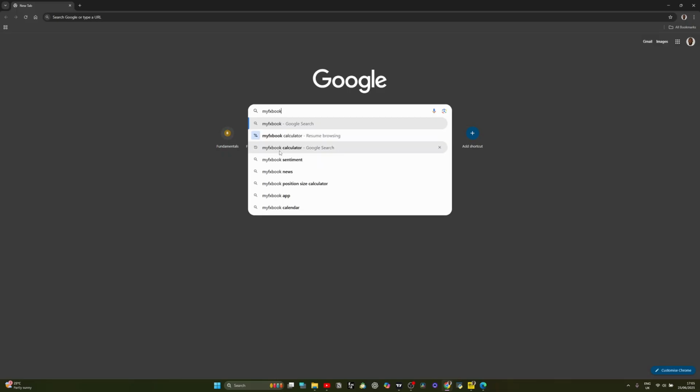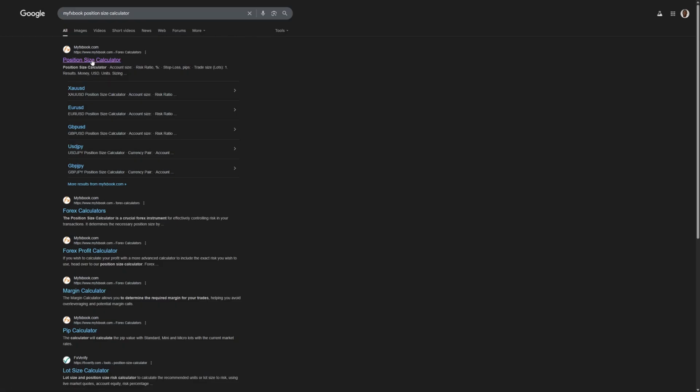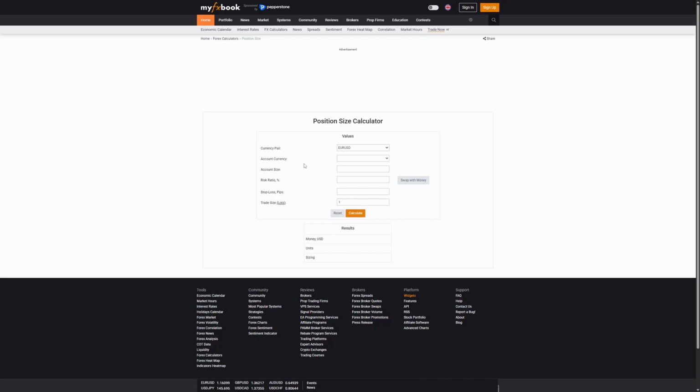You pick this one, my FX Book calculator or position calculator. This one is straight to the point. My FX position size calculator. Pick this one. It will bring you to this. Okay, you select it. It has opened.